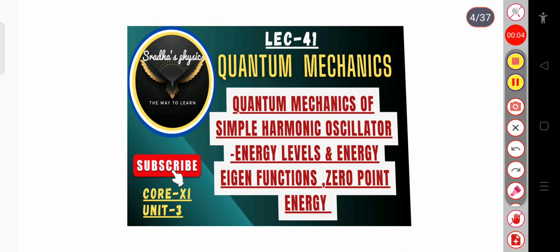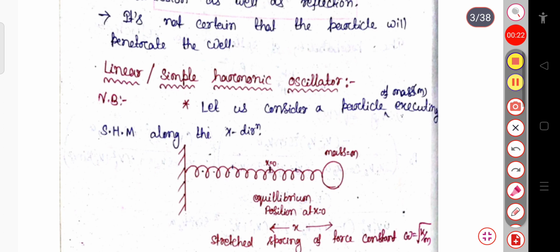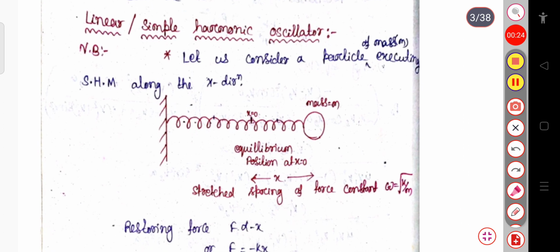In this part we will see the quantum mechanics of the simple harmonic oscillator. That is, we will see the energy levels and the energy eigenfunctions of the simple harmonic oscillator, and after that we will see the zero point energy or the ground state energy of the simple harmonic oscillator. By using the Schrodinger equation we can solve this simple harmonic oscillator problem.